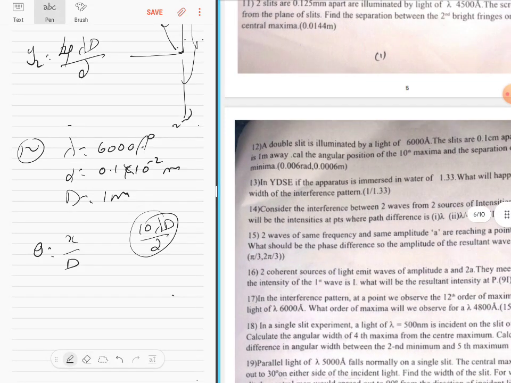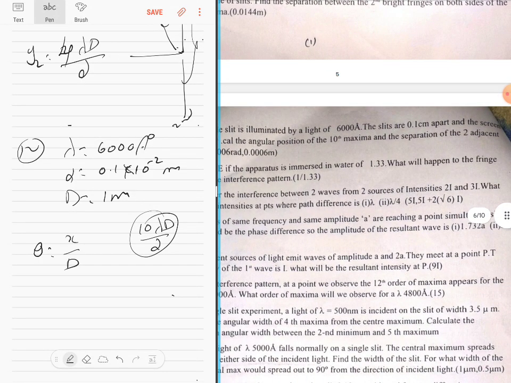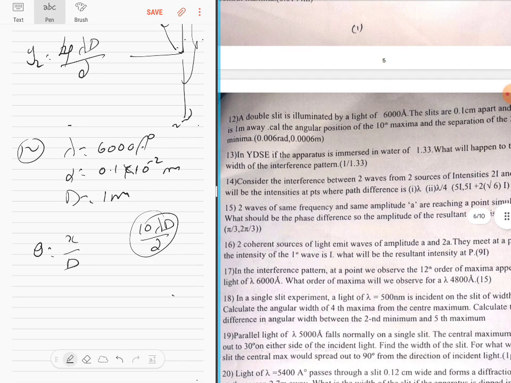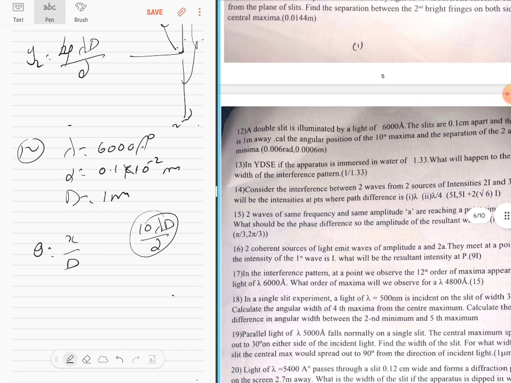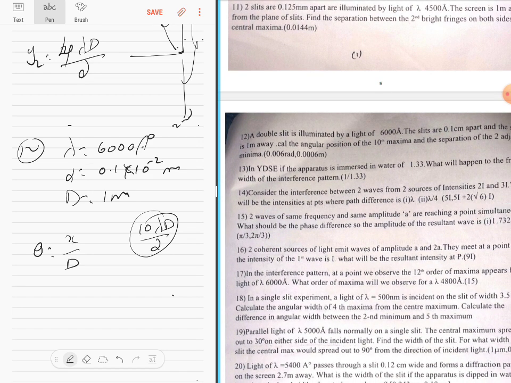And the separation of the two adjacent minimas, that is nothing but bandwidth. They are asking for bandwidth. So calculate the angular position of the 10th maxima. Okay, let's find the position of the 10th maxima.